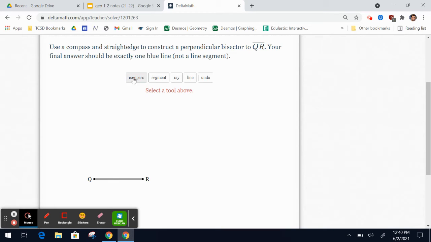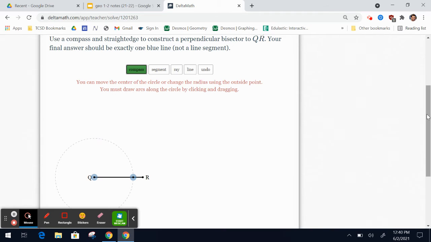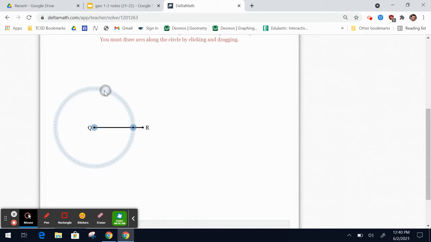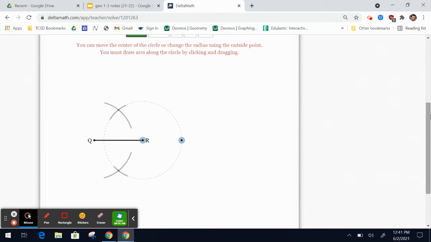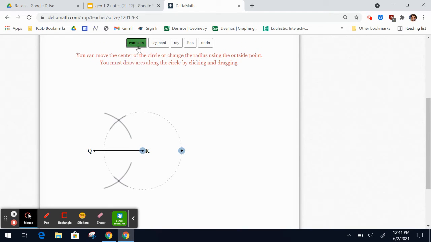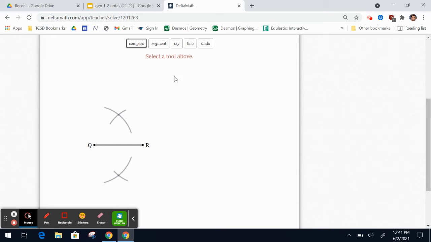Okay, so I'm going to grab my compass. I'm going to put it on Q, and I'm going to go more than halfway. This looks about halfway, so I'm going more than halfway. And I'm going to create my arc above and below. Now I'll drag that circle to R, and I'll do the exact same thing, above and below. I can now take my compass away, and what I have done is I've created my two intersection points, one above the line, one below the line.